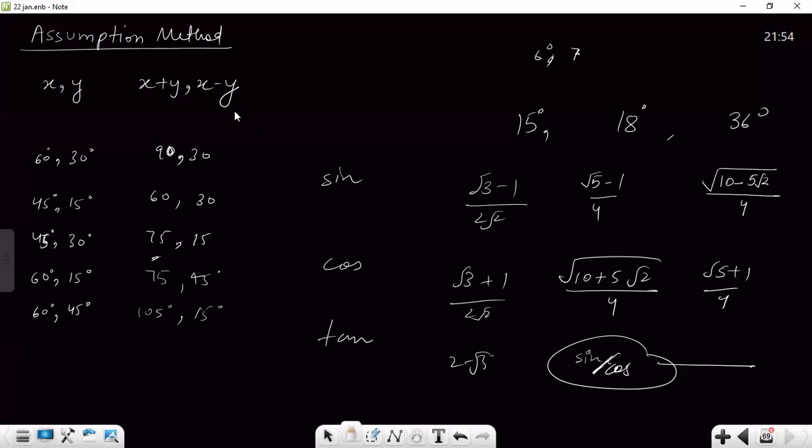Now you don't have to memorize or cram all of these. Just remember that 60-30 can be used, 45-15 can be used. Clear? Any doubts? No, sir.